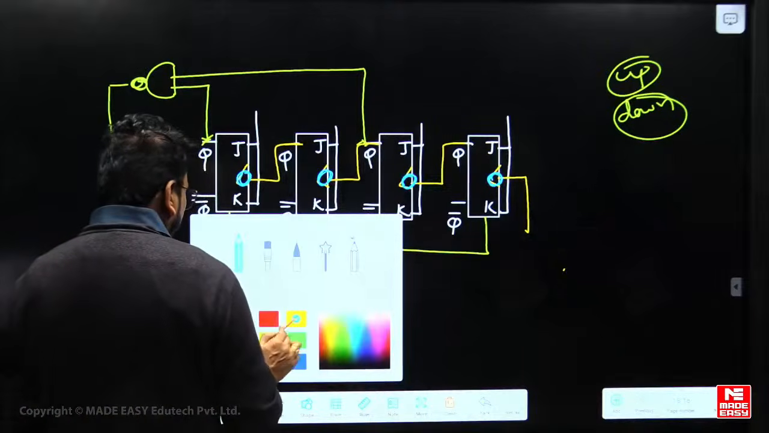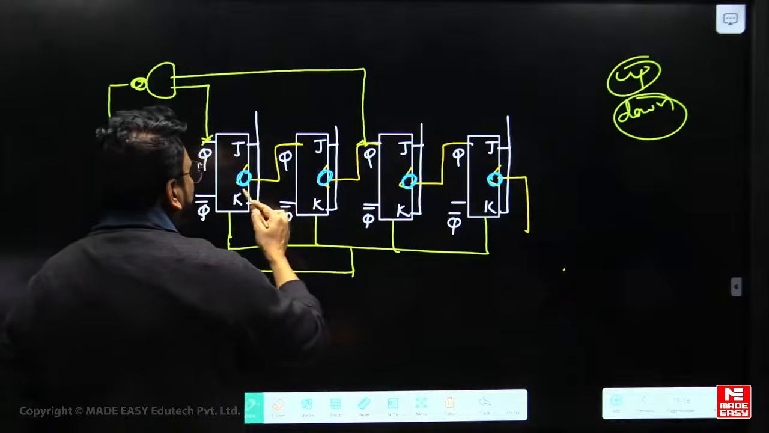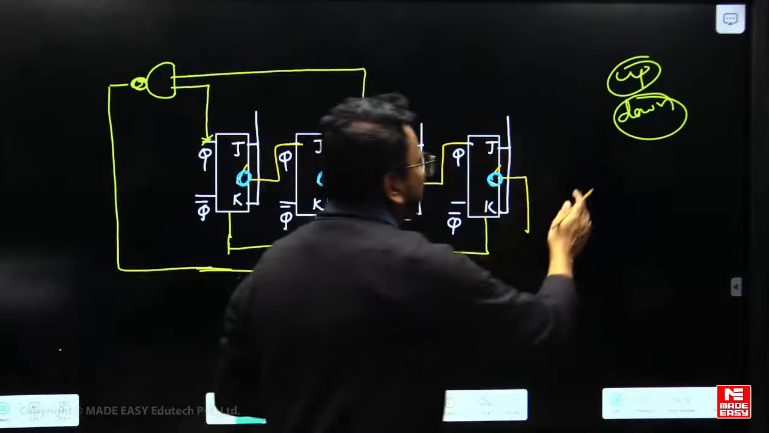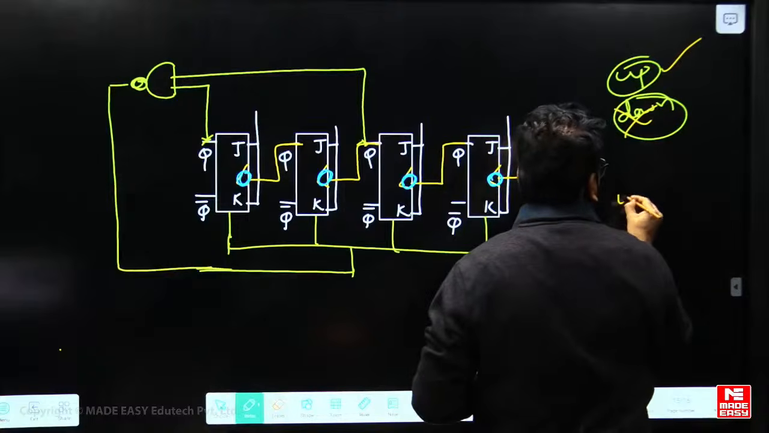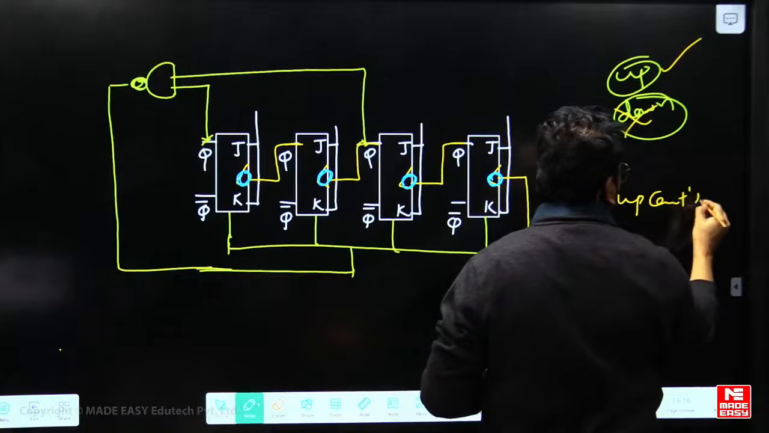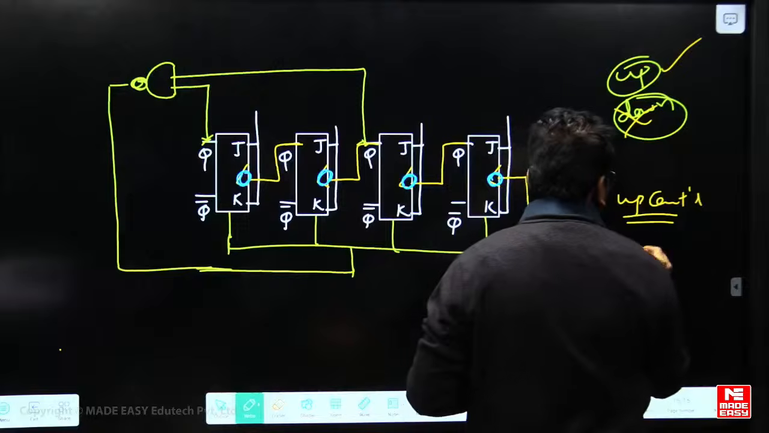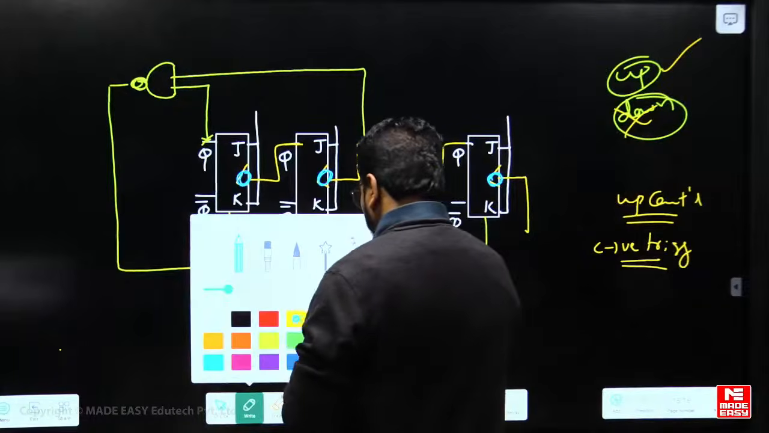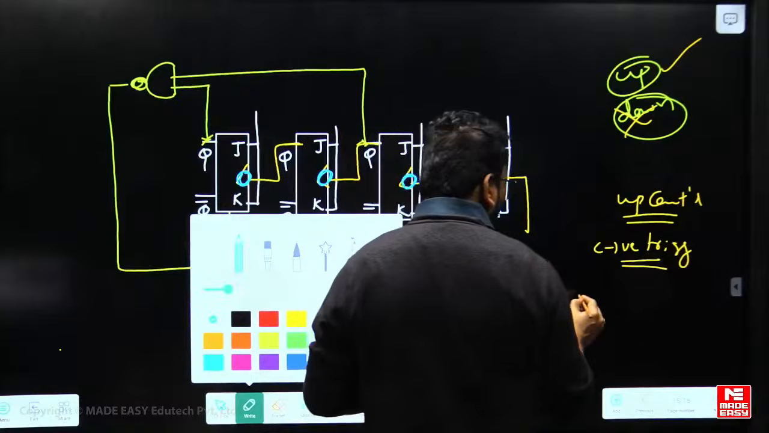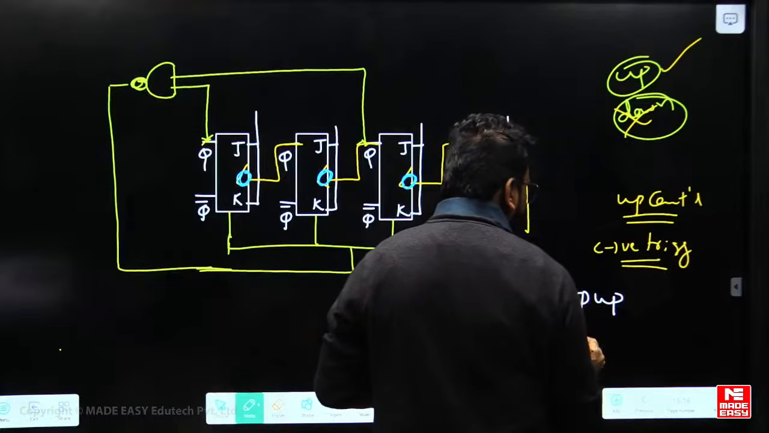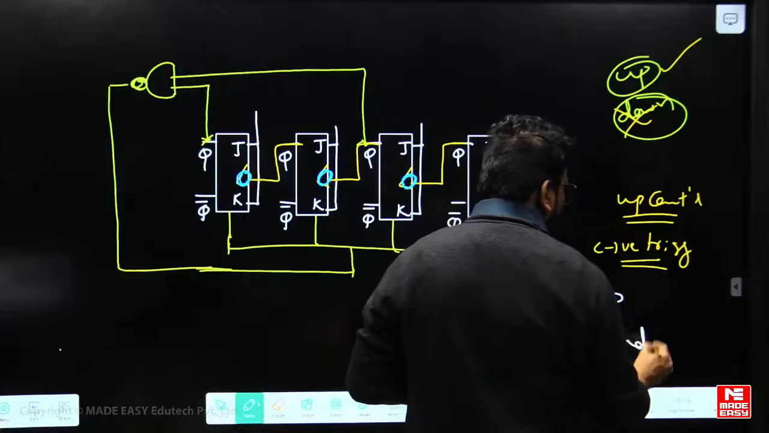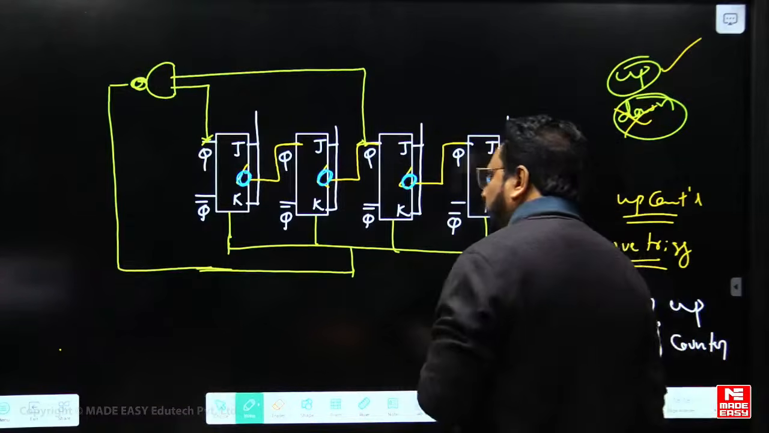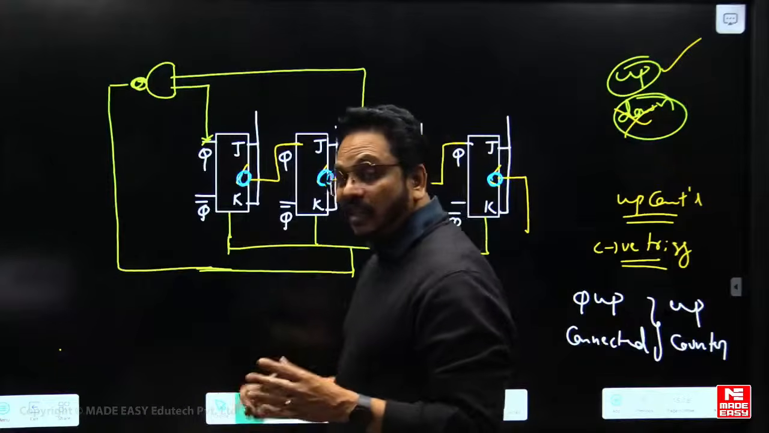Yes, tell me. That is negative triggering, yes. And up connected, yes, that means it is an up counter. Yeah, up counter, because it is negative triggering. And Q, up connected, so it's going to be an up counter. If it is connected from Q bar, it's going to be a down counter.